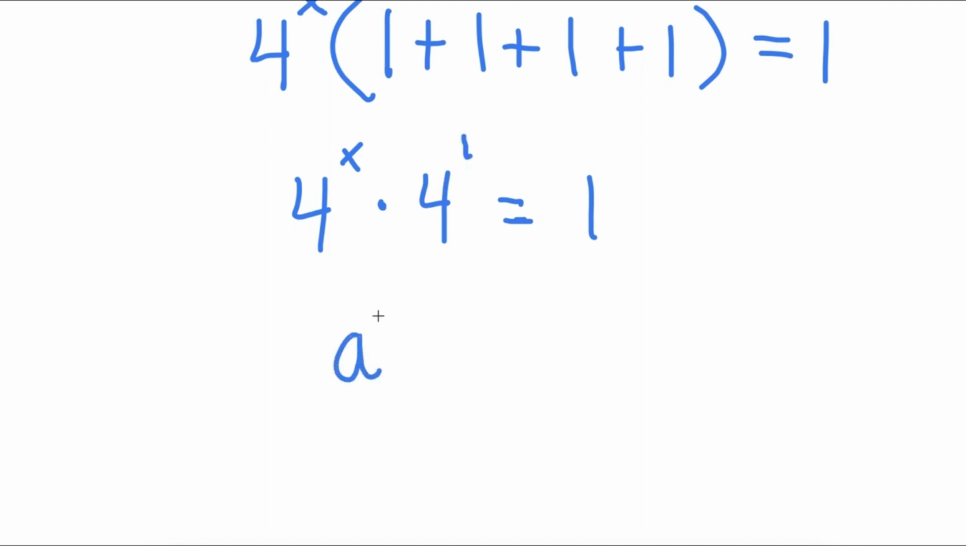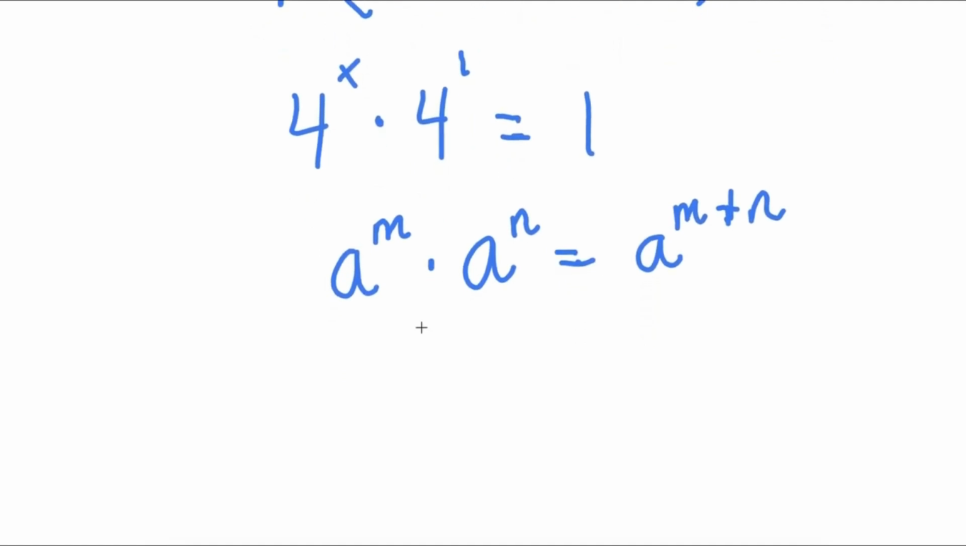If I have something in the form a to the power of m times a to the power of n, this is equal to a to the power of m plus n. So in this case, 4 to the power of x times 4 to the power of 1, that's going to equal 4 to the power of x plus 1. And this is equal to 1.